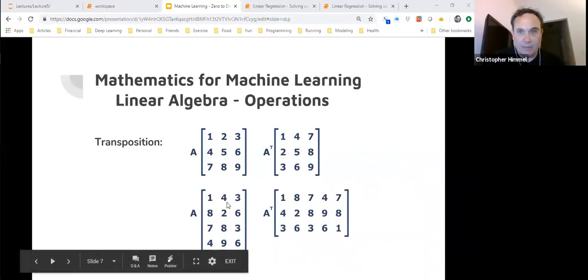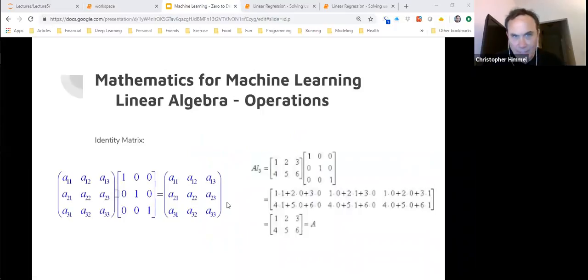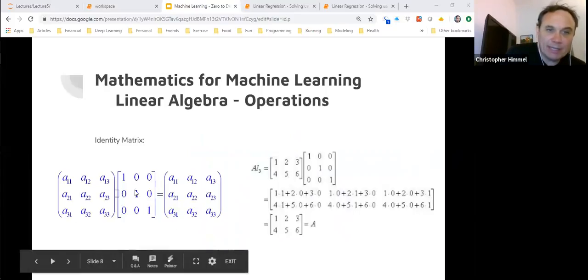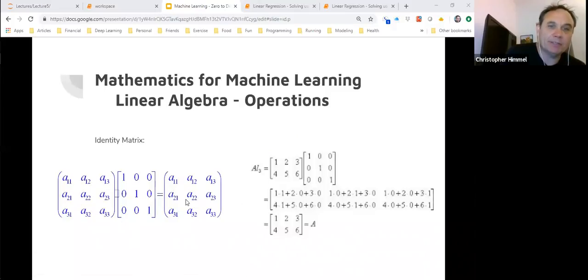Okay, so that's pretty straightforward. Now we're going to talk about the identity matrix, because the next thing we're going to do is invert. So the identity matrix is the matrix that if you multiply it by another matrix, you end up with the same matrix. It's like multiplying by 1.